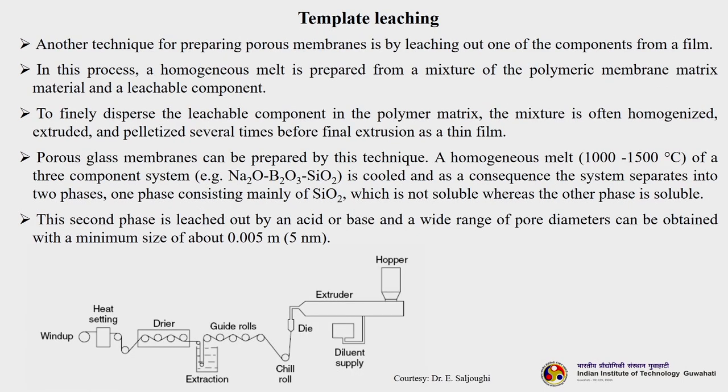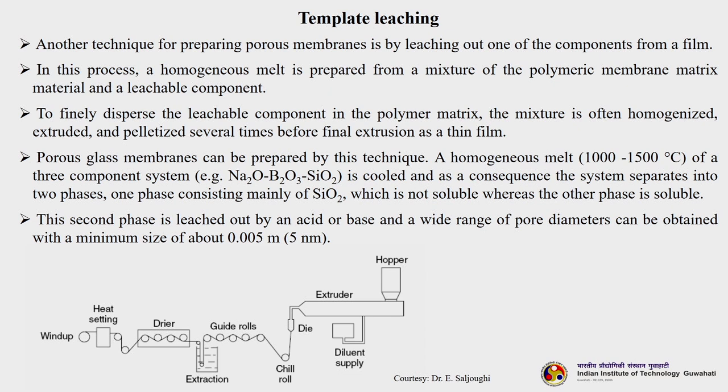Next method is template leaching. So, this is another technique for preparing porous membranes, by the name template leaching. So, what is being done here is actually we are leaching out one of the components from a film. Okay. So, in this process a homogeneous melt is prepared from the mixture of polymeric membrane matrix material and a leachable component. So, the leachable component is already mixed while we are making a film, right.